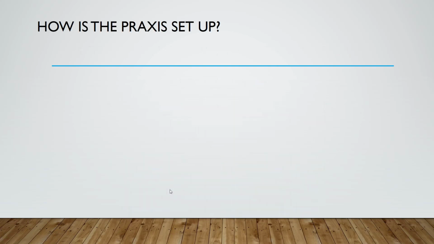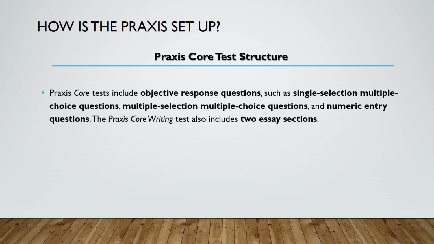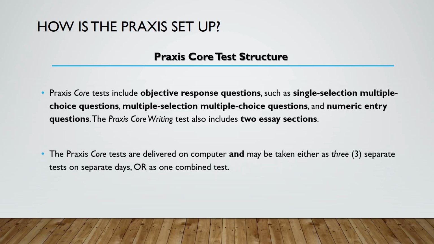So how is the Praxis set up? What will it look like? Praxis core tests include objective response questions, such as single selection multiple choice questions, multiple selection multiple choice questions, and numeric entry questions. The Praxis core writing test also includes 2 essay sections. The Praxis core tests are delivered on a computer and may either be taken as 3 separate tests on separate days or as one combined test.